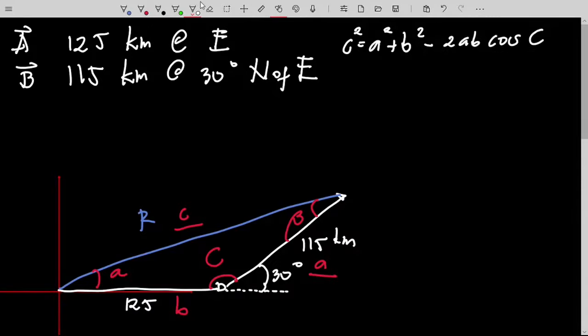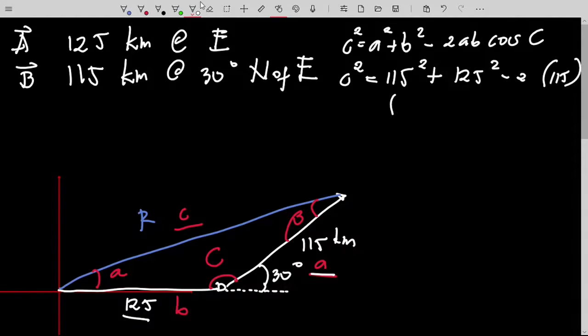Now let's try to rewrite the values. C squared is what we are looking for, and the value of A, which is side A, is 115 squared, and the value of B, which is this one, is 125 squared, minus 2 times your A, 115, and your B, 125, and cosine C. Now, do we have the value of your angle C? Obviously none, but we could actually get it.